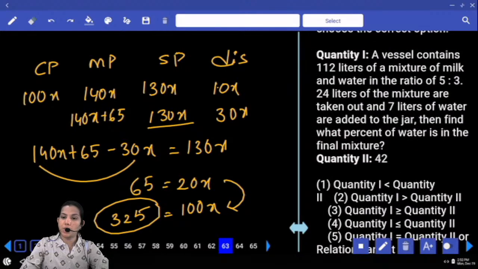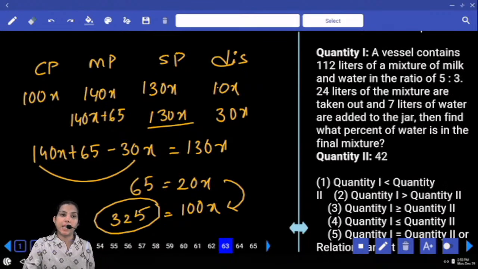Next question number 63. A vessel contains 112 liters of mixture of milk and water in the ratio 5:3. 24 liters of the mixture are taken out and 7 liters of water is added to the jar. Then find what percentage of water is in the final mixture.